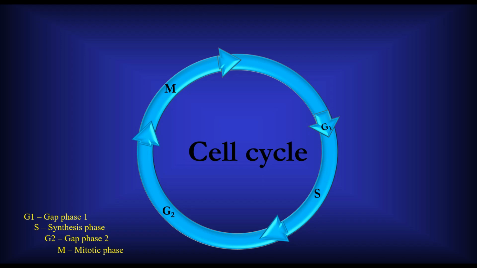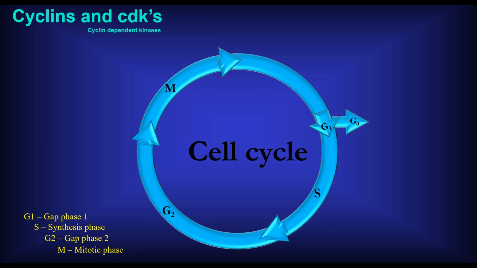Now let's look at the proteins that are involved in the cell cycle. For this we require a set of proteins called cyclins and cyclin dependent kinases. Each of the phases of the cell cycle requires a different cyclin and a different cyclin dependent kinase for the cell cycle to progress. Let's look at each phase of the cell cycle and describe the cyclins and the cyclin dependent kinases that are required for the cell cycle to progress.